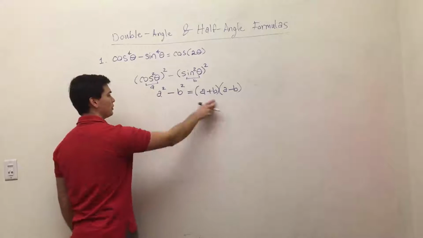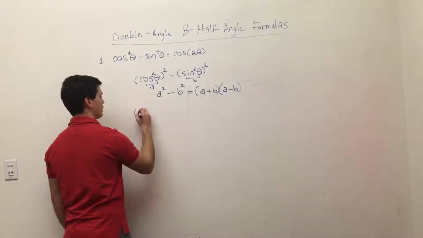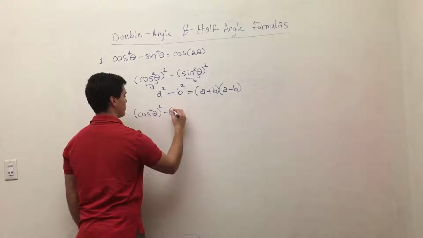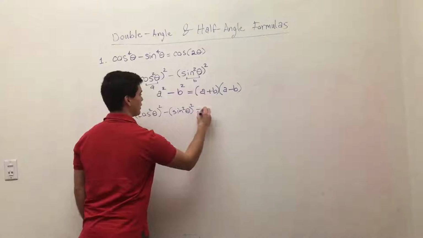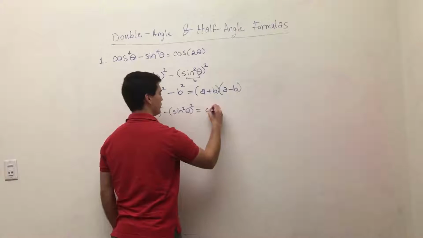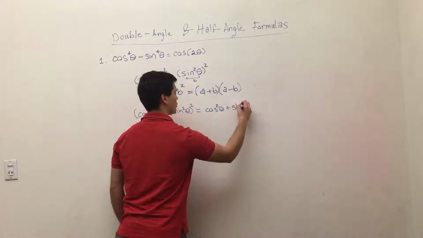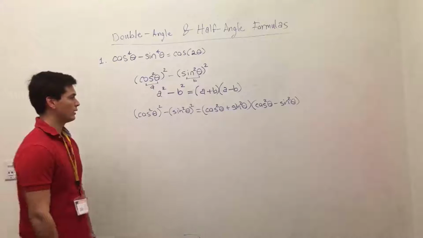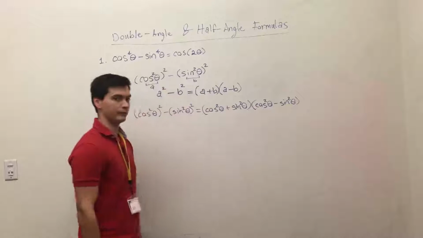So if I substitute that into the right-hand side of the equation, then I end up with cosine squared theta, squared, minus sine squared theta, squared. That's equal to the first term, which is cosine squared theta, plus the second term, which is sine squared of theta, and I put that in parentheses. Okay, now which one of these looks familiar?